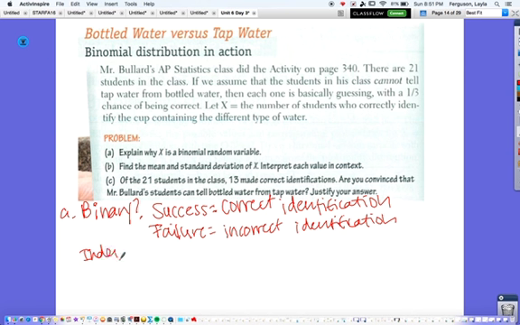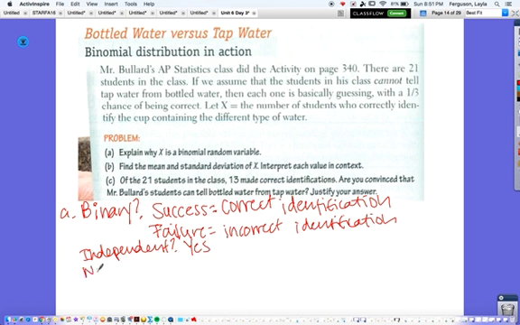I stands for independent. So does one affect the other? And so it says one student's result should have no effect on another student's result. Because if one student identifies the water correctly as tap water, it does not affect what happens with the second person. So they are independent.